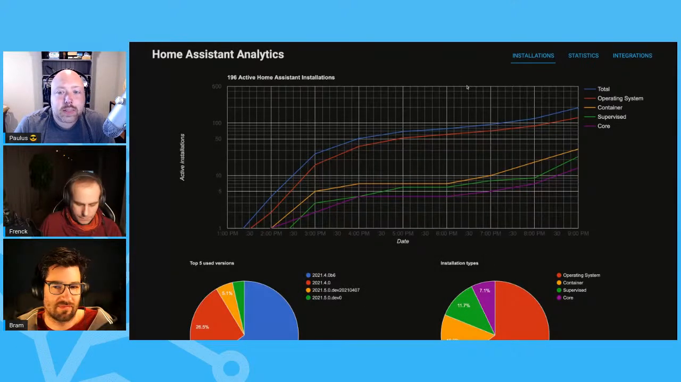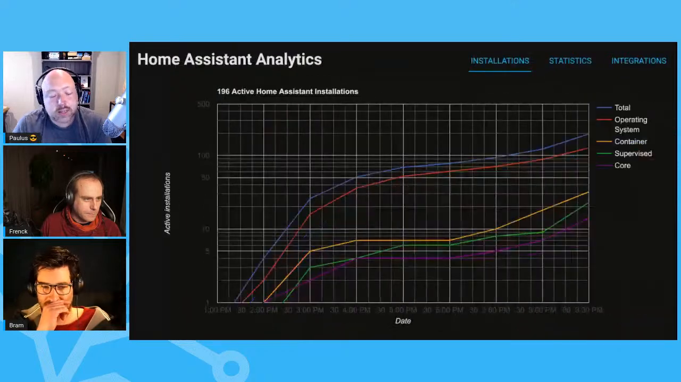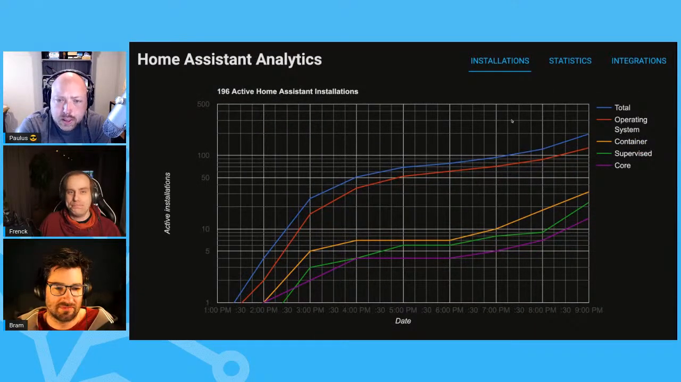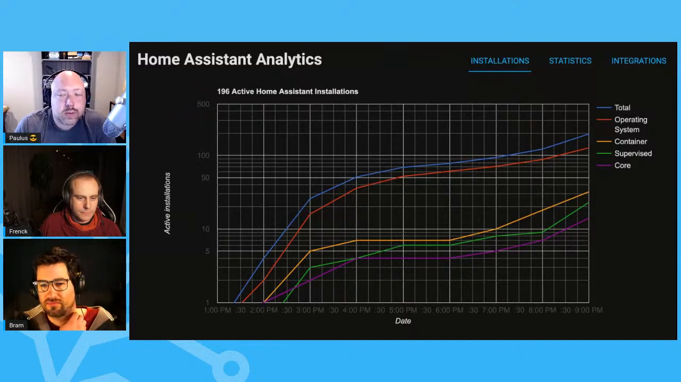So the analytics dashboard actually adjusts if you are using dark mode or not. So Frank is using dark mode. We just launched this, right? So there's 196 active Home Assistant installations. We expect this to get more data, even during this stream.